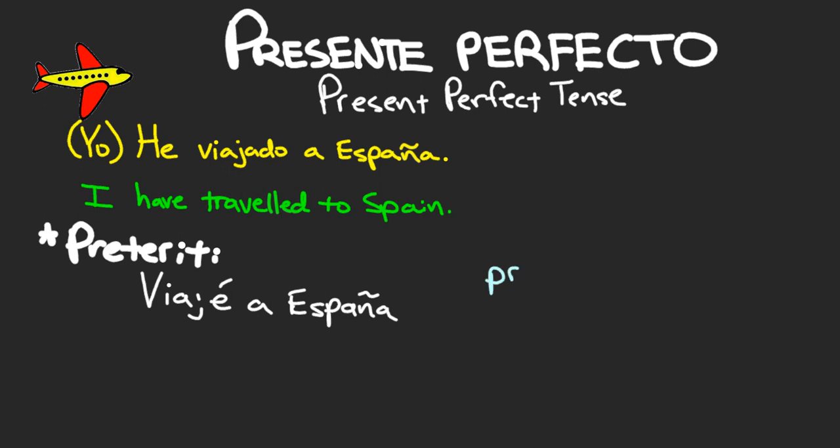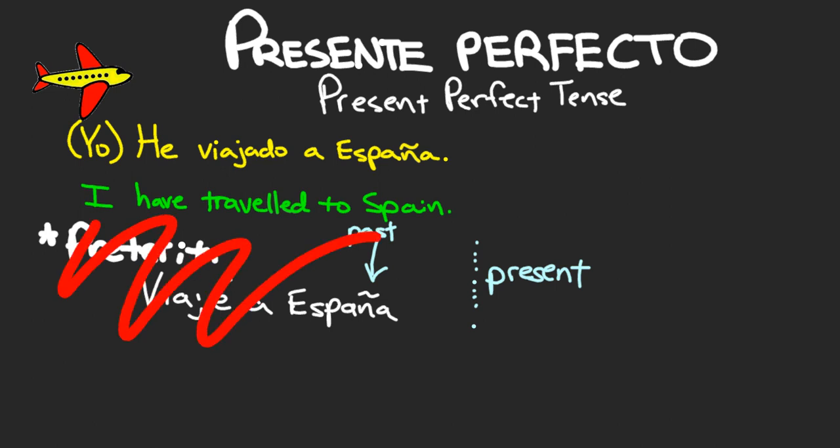Here's the present tense. Here's the line between the present and the past. So the phrase viajé a España from the preterite would look something like this. There's some moment in the past where this happened. Could be 2 years ago, could be 10 years ago, could be yesterday, but at one particular moment in the past this happened. Well, this is not at all what we're talking about with the present perfect.